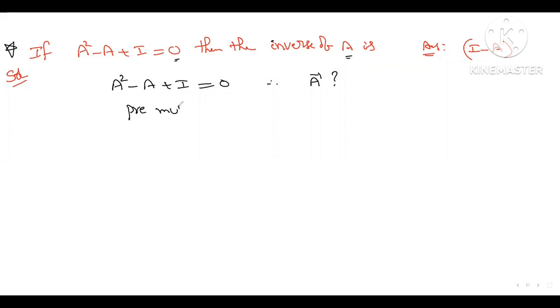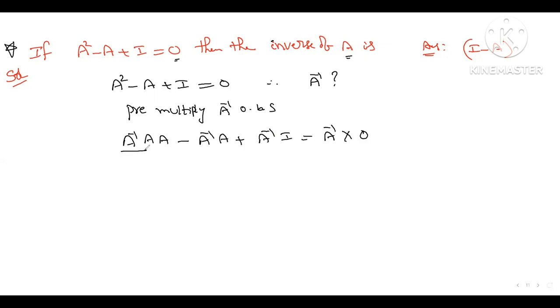So now we should multiply A inverse on both sides. So pre-multiply or post-multiply A inverse on both sides. So A inverse into A square minus A inverse into A plus A inverse into I is equal to A inverse into O. So A inverse into A square, so A inverse into A, right? A inverse into A, how much value? I.